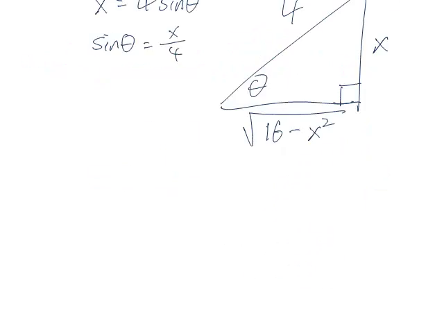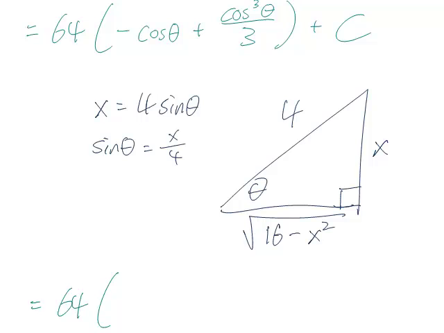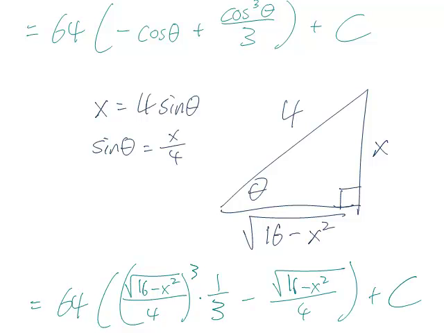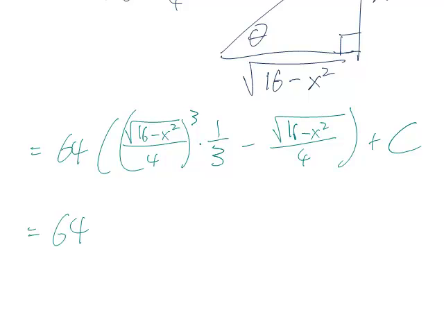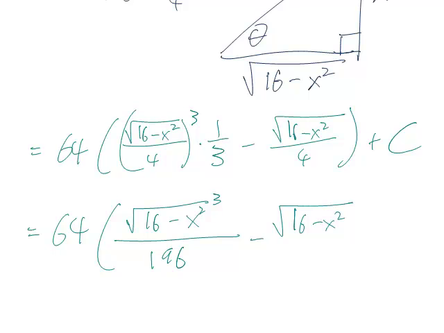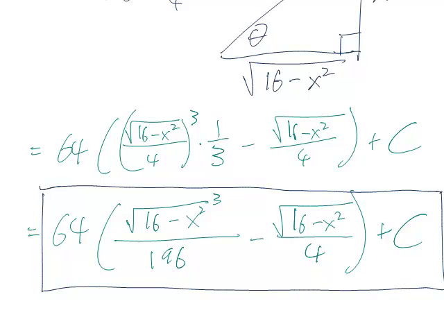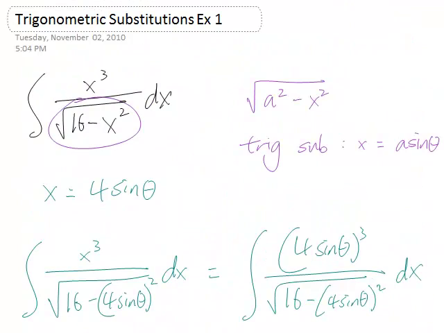So we can now substitute that back in, and you get 64. I'm going to move the negative term to the end, so it's going to be root 16 minus x squared over 4 cubed times 1/3 minus root 16 minus x squared over 4 plus c. And let me just write this out a little bit more neatly. Equals 64 times the square root of 16 minus x squared cubed, or the 3/2 power, sorry, over 4 cubed, which is 64. 64 times 3 is, I believe, 192, minus root 16 minus x squared over 4, plus c. That is the antiderivative of our original function, which, let's remind ourselves what it is, x cubed over root 16 minus x squared.